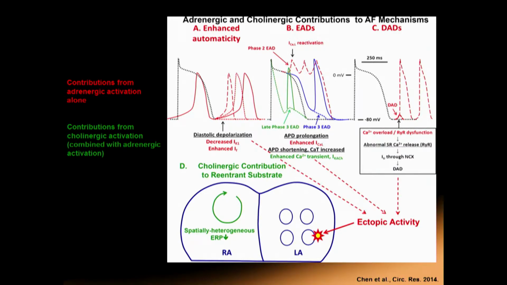Particularly for early afterdepolarizations, for example, when you have parasympathetic activation and sympathetic activation at the same time, you also get a shortening of action potential duration due to the activation of acetylcholine-dependent potassium currents, and this together with sympathetic activation can further increase atrial arrhythmogenesis. Parasympathetic activation also shortens action potential duration and increases atrial action potential heterogeneity. So this indicates that not just sympathetic, but also parasympathetic activation, and particularly both at the same time, are highly arrhythmogenic.